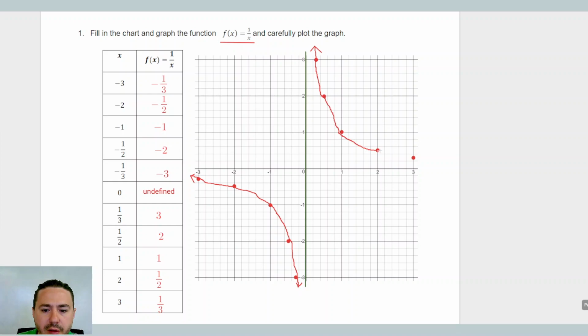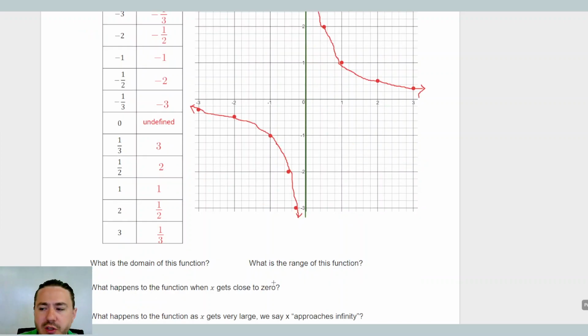If I can make it through all these points, there we go. Always tricky with this mouse. But all right, so we've got this graph here. So let's see if we can answer the follow-up questions. The first one's what's the domain of the function? And the domain's going to be all real numbers except where the function's undefined.